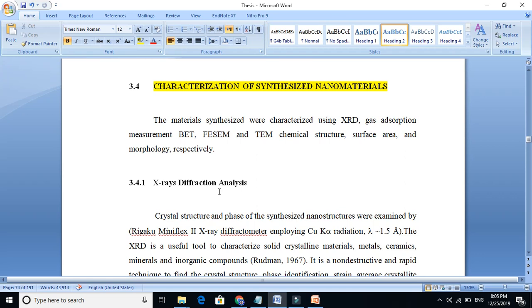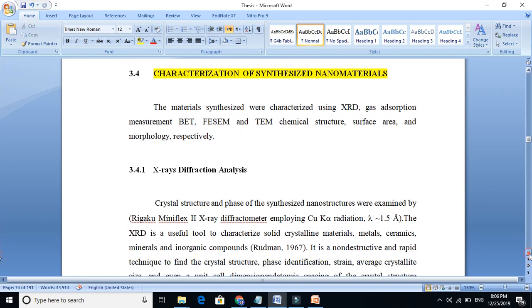For instance, in nanotechnology, nanomaterial means that the dimension of the material is below 100 nanometers. Nano is a very small thing, so we cannot see it with our naked eyes. We will use high-technology equipment like SEM, field emission scanning electron microscope, transmission electron microscope, and XRD. For instance, how will I know that my material is a sphere or a nanorod? This is from SEM and TEM. Then there is XRD.